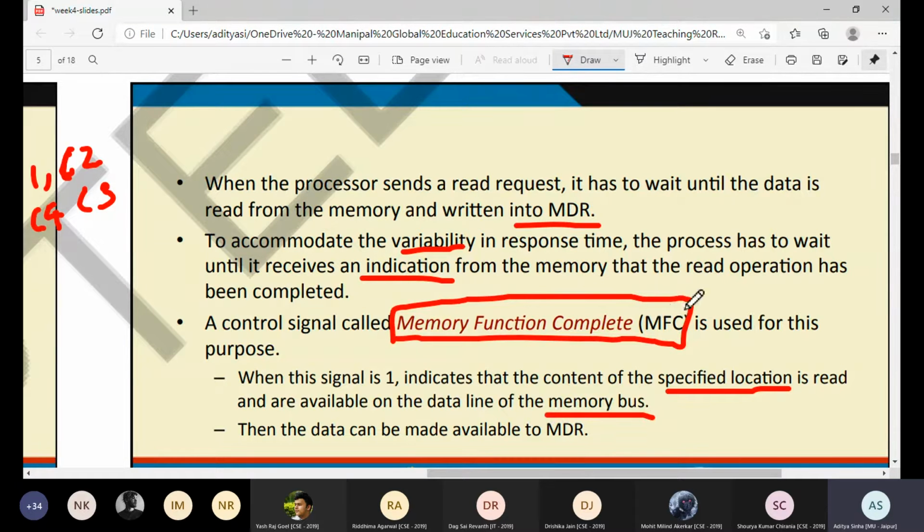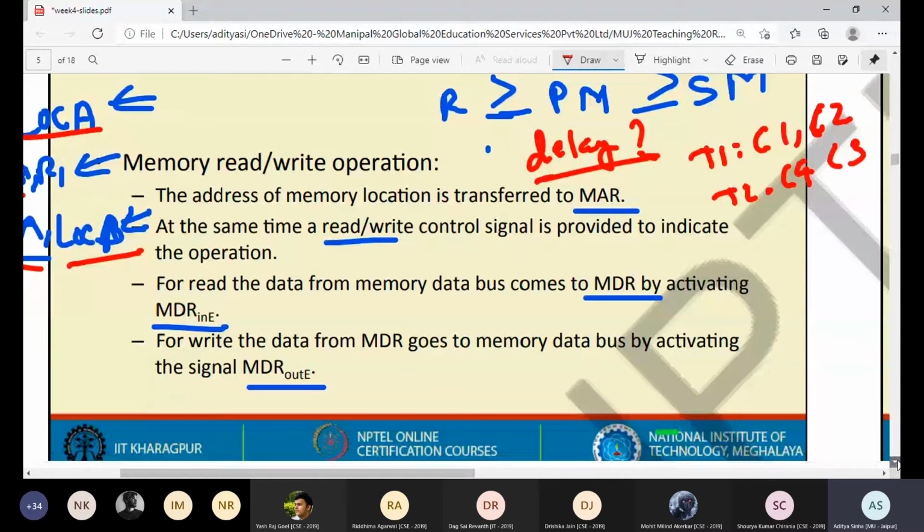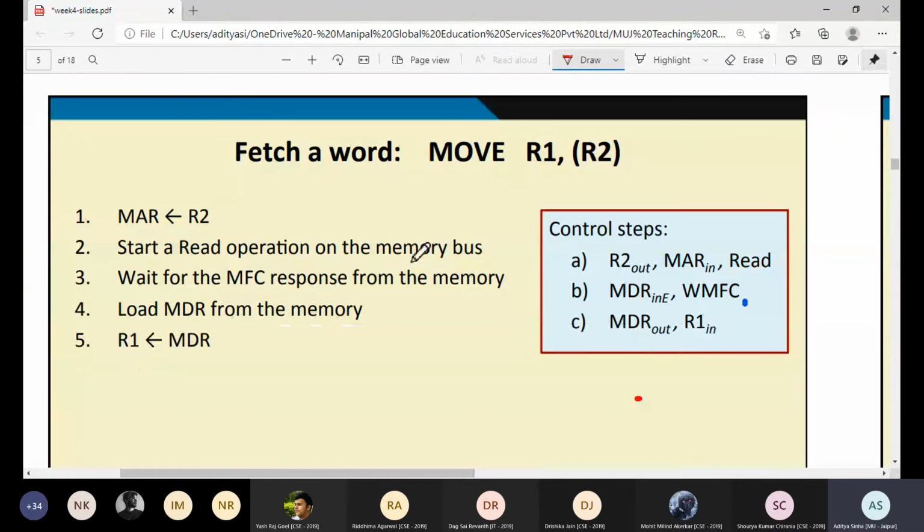So we are accommodating the delay caused by fetching the data onto the memory bus by using this control signal called memory function complete. In short, we can write it as MFC, and then the data will be made available to MDR. In the further examples, we will see how we accommodate this MFC in our implementation. So this is one of the examples: Move R1, R2. Can anybody tell me what this instruction means?